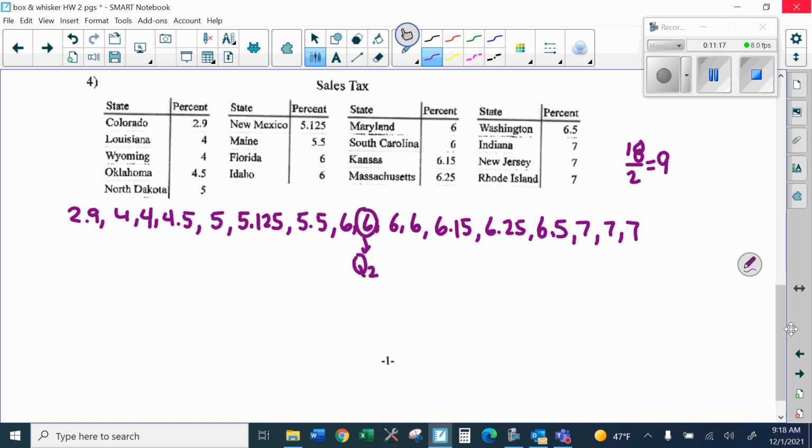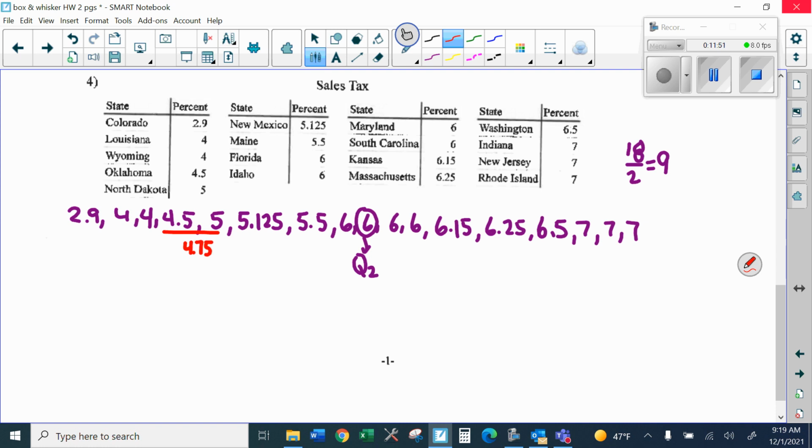And I have how many below that? 8. 1, 2, 3, 4, 5, 6, 7, 8. Well, there's not an exact middle number with 8. So I take the middle of the two middle numbers, the average of the two middle numbers. So that's numbers 4 and 5, right? 1, 2, 3, 4, and 5. Okay, so I take the midpoint between 4.5 and 5, which then is 4.75.